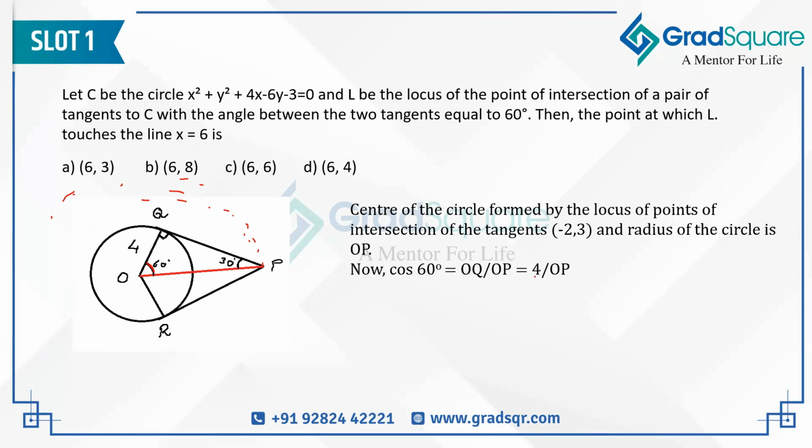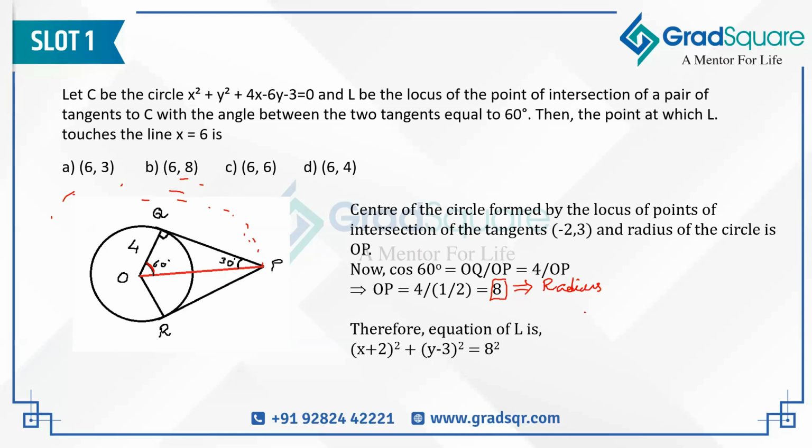We know the length of OQ is 4. We've already found that out. So solving this equation, we can find out the value of OP as 8, because cos 60 is half. So OP will be equal to 8. So OP becomes the radius of the bigger circle. So now we have the center of the bigger circle as minus 2, 3 and radius as 8. So therefore, the equation of L can be written as x plus 2 the whole square plus y minus 3 the whole square is equal to 8 square.